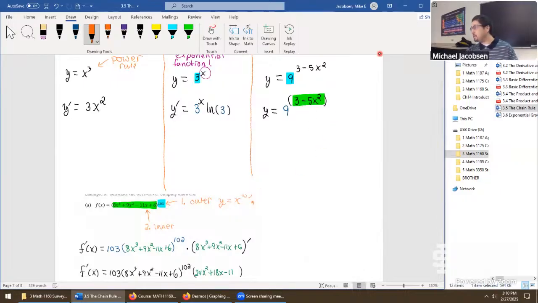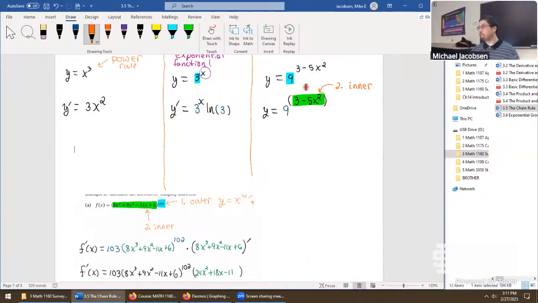This time, excuse me, I said that backwards. The power is not always the outer function. In this configuration, that power is the inner one. Does that make sense so far?